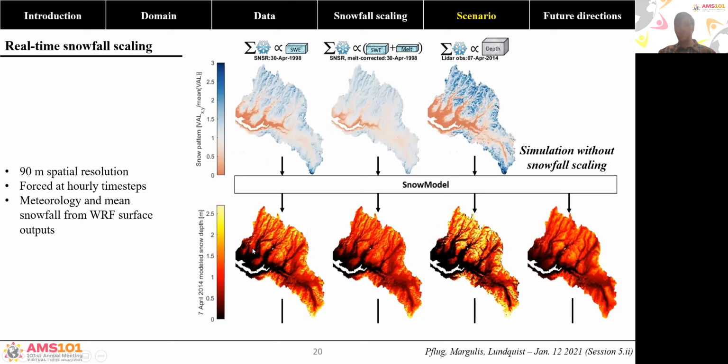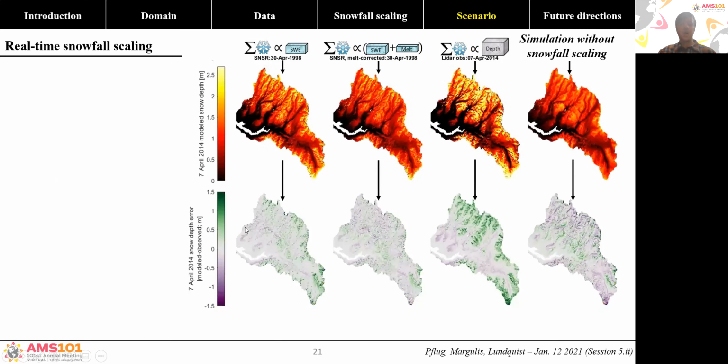The results on 7th of April 2014 are shown by these plots down here, ranging from 0 to about 2.7 meters of snow. And of course, this is on 7th of April 2014, and we do have a LiDAR observation at our disposal, so we can take a look at the accuracy of these 4 simulations. And I should also mention we performed a simulation without scaling snowfall using a pattern. So what I'm showing here is the accuracy of these simulations.